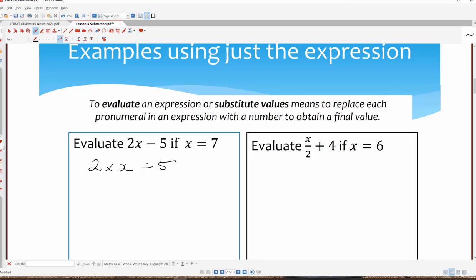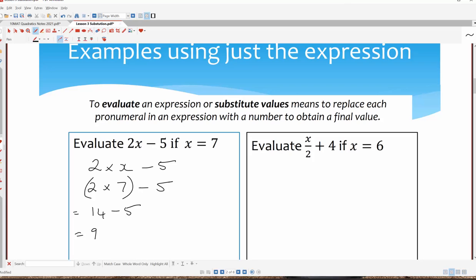Now, once we've written it in expanded form, it's ready to substitute the value of x equals 7. All we're going to do is find this x value, or x pronumeral, or x variable, and replace it with 7. So I'm going to write down 2 times 7 take away 5. Now I can evaluate this. Following our order of operations, 2 times 7 is equal to 14, take away 5, and 14 take away 5 is equal to 9. So evaluating 2x take 5 by itself, we can't do it, but if we're told that x is equal to 7, we stick 7 in place of x and evaluate it.